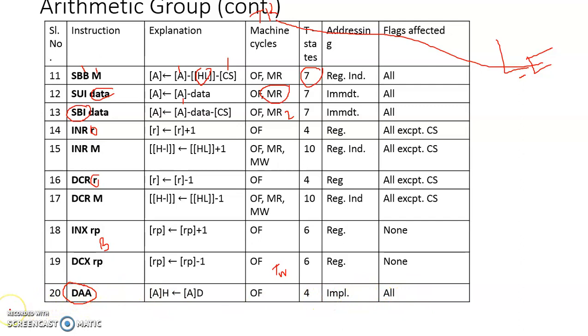So this is about the 20 basic instructions coming under the category of arithmetic group of instructions. We have now already seen 13 data transfer group of instructions and 20 arithmetic group, overall 33 basic instructions. Now we will move on to logical group of instructions.